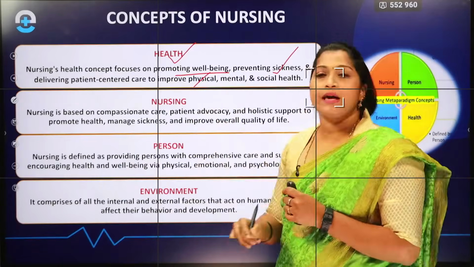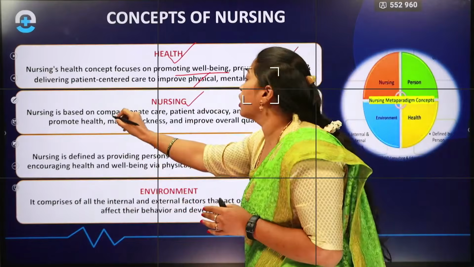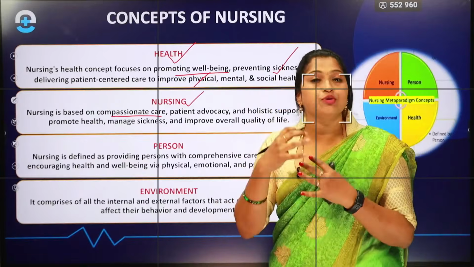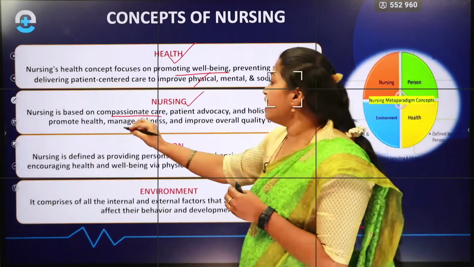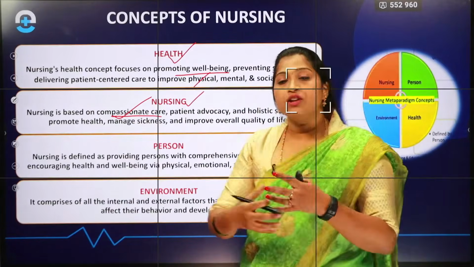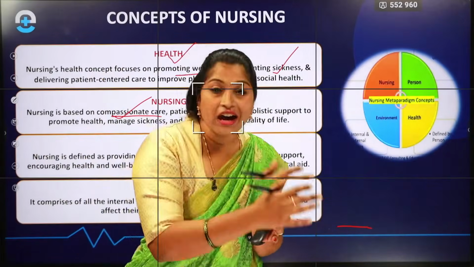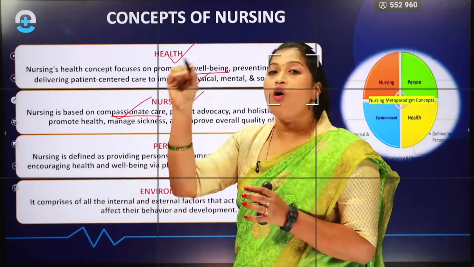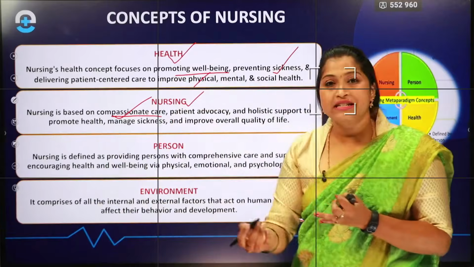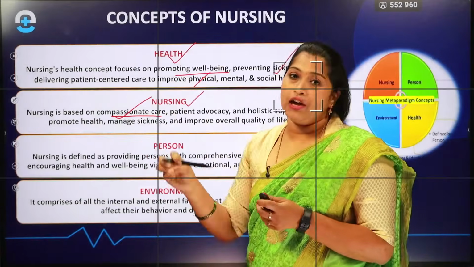So the second concept is the nursing concept. Here, it is based on the compassionate care of the patient. We are giving the care to the patient, wherein we are making sure we are giving comprehensive and compassionate care. We are giving care to the patient on all aspects, not only the physical care, but also covering mental issues or any other kind of issues the patient is having. We are taking care of that aspect.